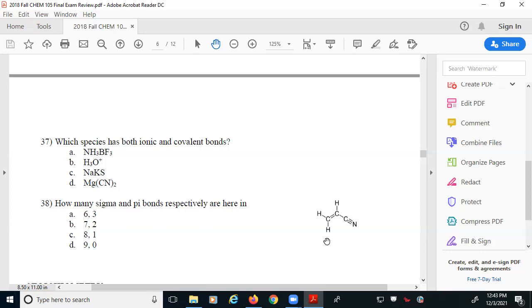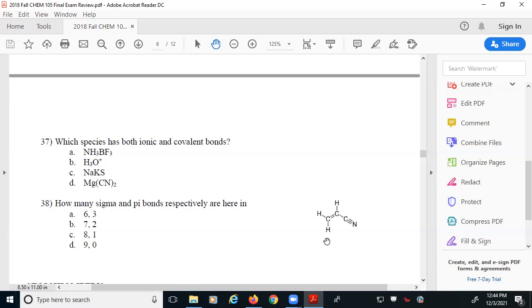Now, in my case, what I would do, I'd be counting pi bonds because they're easier to find. Less chance of making a mistake. I look at this and say, okay, I've got 1 pi bond in this double bond. I've got 2 pi bonds in this triple bond. 2 plus 1 is 3. And since everything has to wash out, that must mean that A is correct.